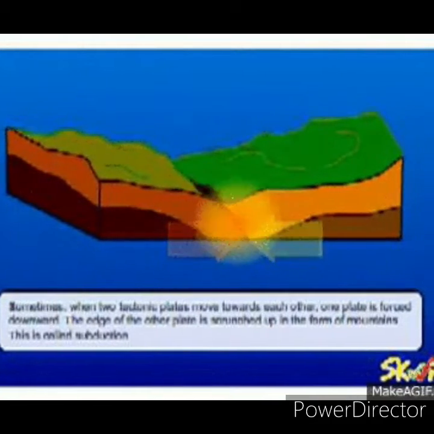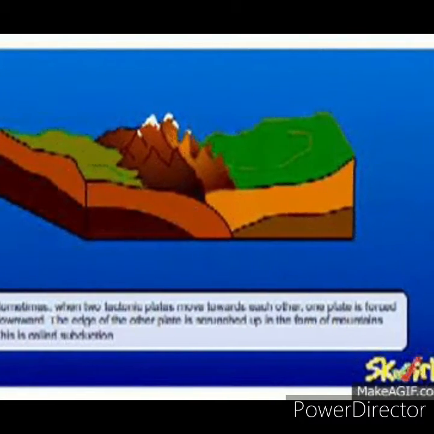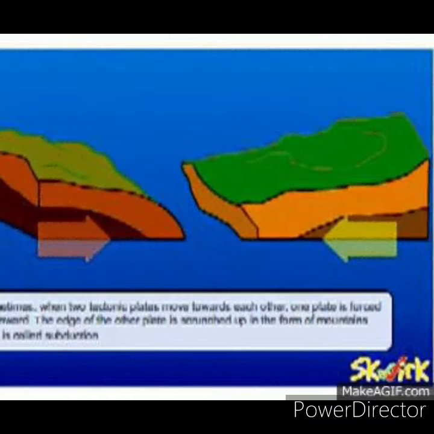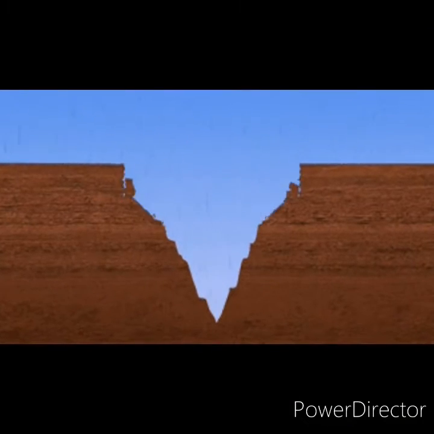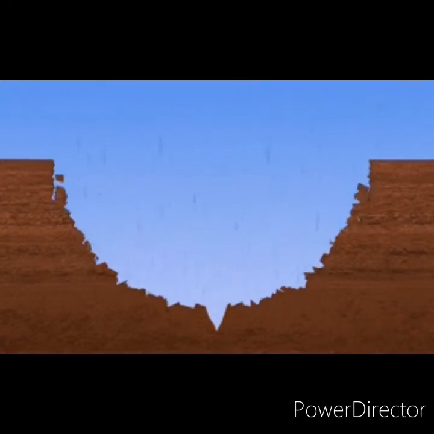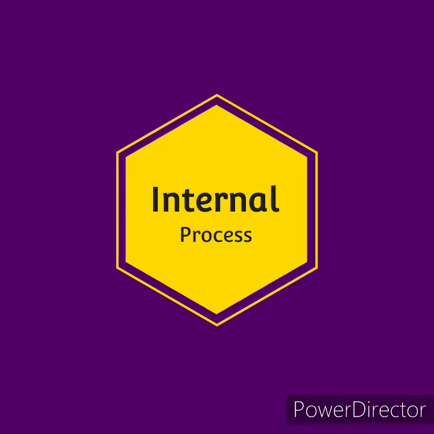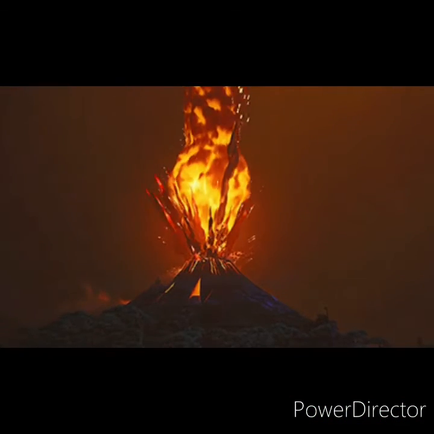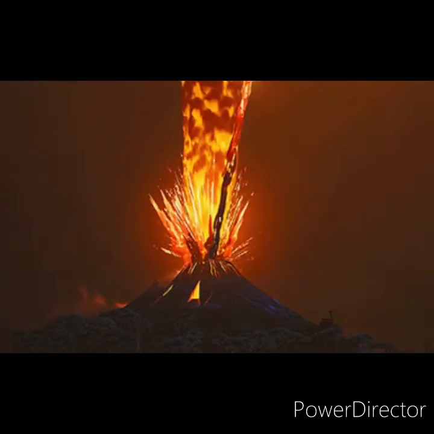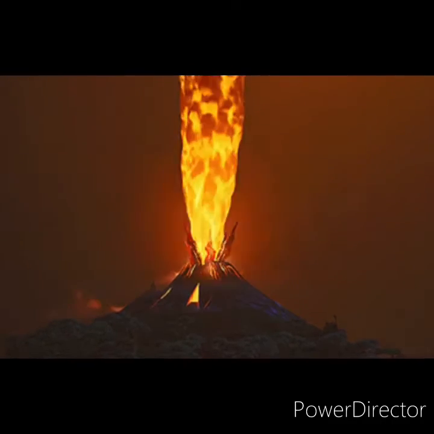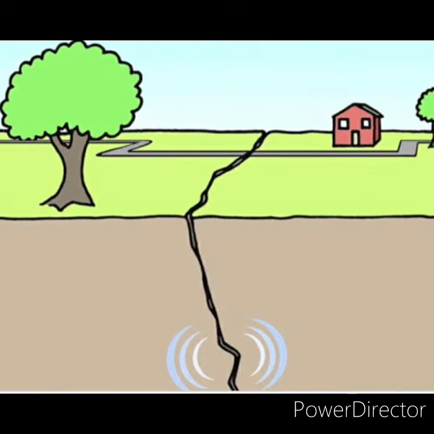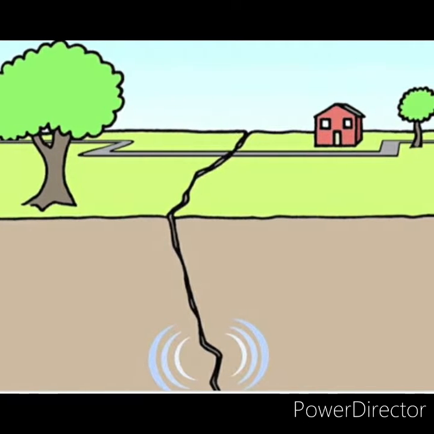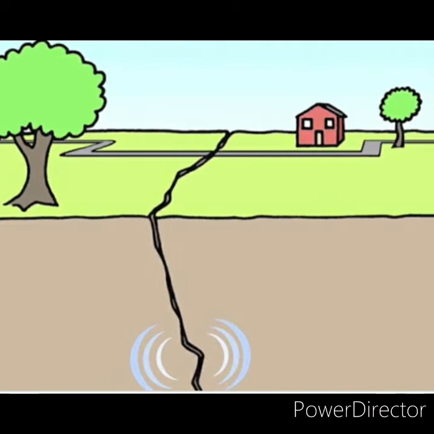The landform which is created by the internal process is changed by the external process. Now about the internal process, first we will learn that. The internal process generate heat and eject the materials from deep below the earth crust. Internal radioactivity is the principal source of power for this process.